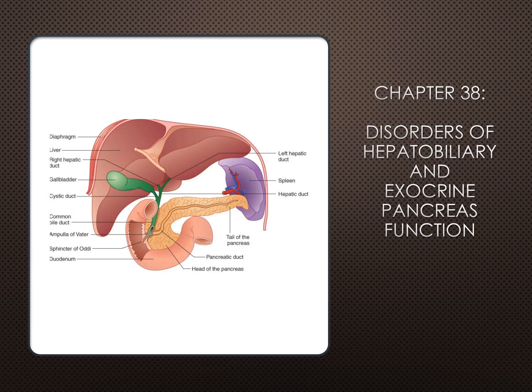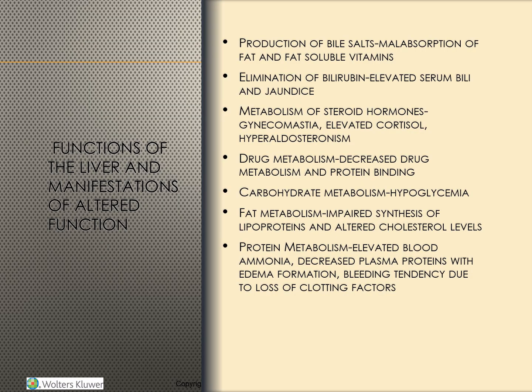Chapter 38 discusses disorders of the hepatobiliary and exocrine pancreas. So first we're going to talk about the functions of the liver and the manifestations that occur when its function is altered. One big piece of the liver function is its production of bile salts.